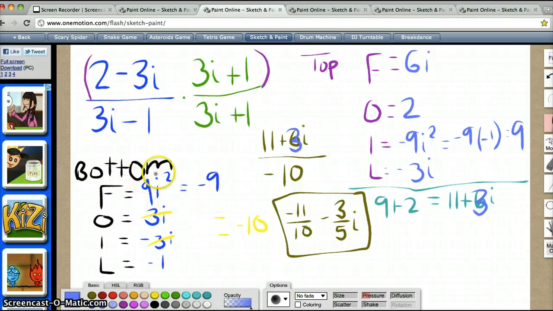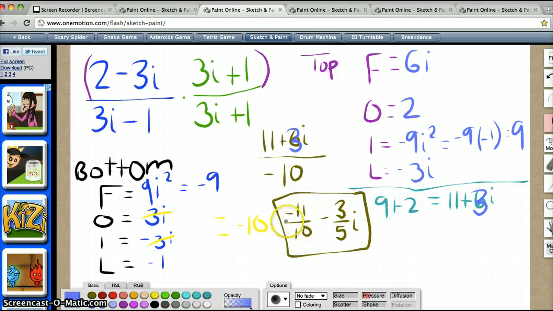And then over here, we went ahead and FOILed the bottom. So the first is 3I times 3I, which is 9I squared. And again, I squared is a negative 1, so 9 times a negative 1 is a negative 9. Then we've got our outside, which is 3I times 1, which is just 3I. Our inside, which is 3I times a negative 1, is a negative 3I. And then our last, which is negative 1 times a positive 1, is a negative 1. So 3I and negative 3I cancel each other out, and a negative 9 minus 1 is a negative 10. So we have 11 plus 3I, which was over here, divided by a negative 10.